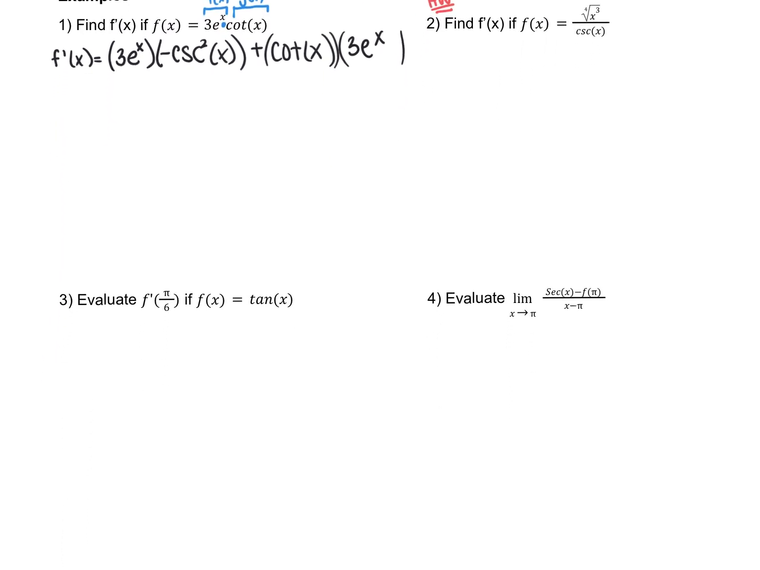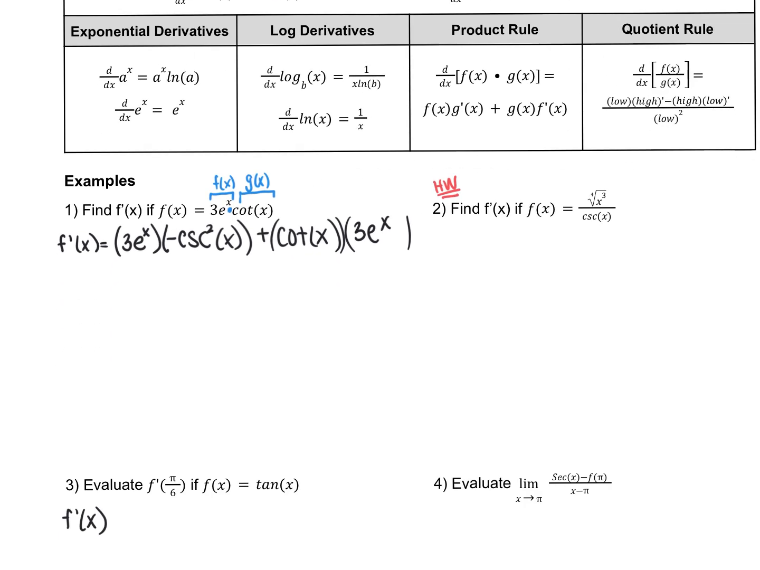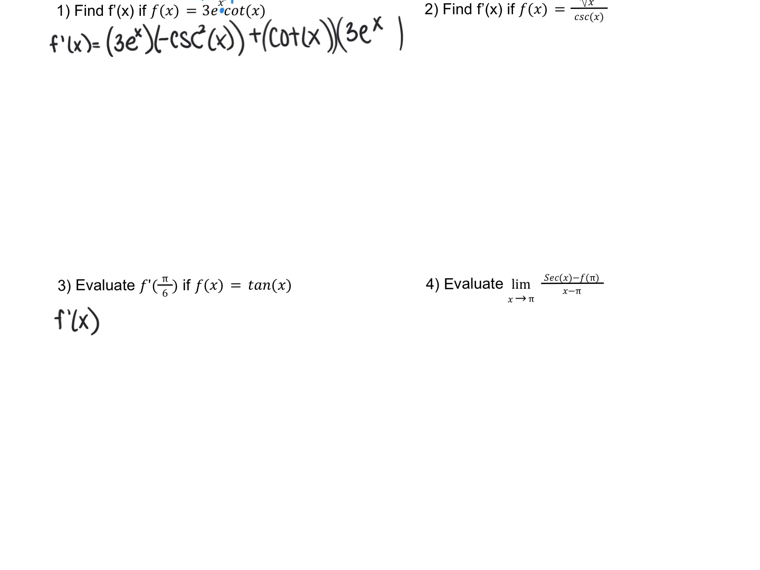Okay, example number 3 says evaluate f prime, so evaluate the derivative at pi over 6 if f of x is tangent of x. Well, we first have to find the derivative, so f prime of x. If you look up here, you can see that the derivative of tangent is secant squared. So I'm going to go ahead and write that down here. So tangent f prime of x is secant squared. And I want to evaluate that when x is pi over 6. So everywhere I see an x, I'm going to put a pi over 6.